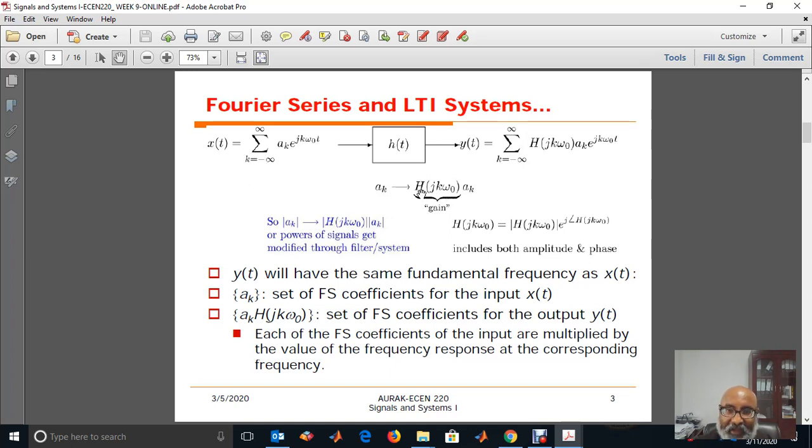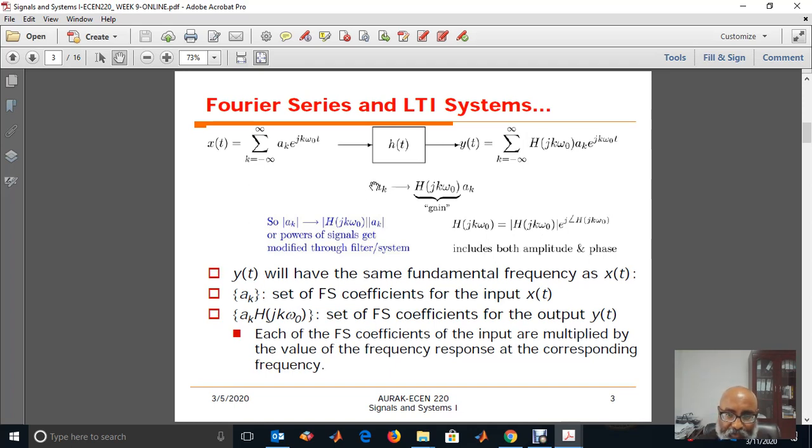For example, if the frequency response at k omega naught is equal to 0, then at the output we will have 0. That means a k cannot go through the system. So the system acts like a filter. H of jk omega naught can be written in polar form with magnitude of H of jk omega naught and phase e to the power of j times the angle of H of jk omega naught, which is the magnitude-phase representation.